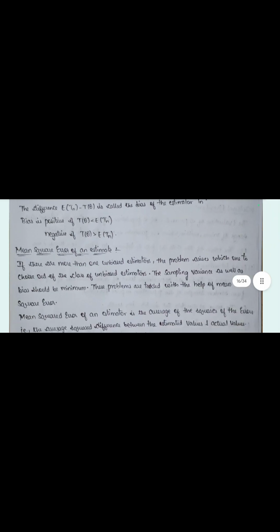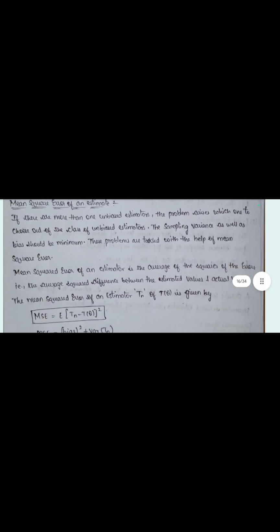We can see some more definitions over here, that is mean square error of an estimate. If there is more than one unbiased estimator, the problem arises of which one to choose out of this class of unbiased estimators. The sampling variance as well as the bias should be minimum. These problems are handled with the help of mean square error. What is a mean square error? MSE is the expected value of Tn minus T of theta whole square. So that is bias square plus variance of Tn. You can see the formulas and definitions.